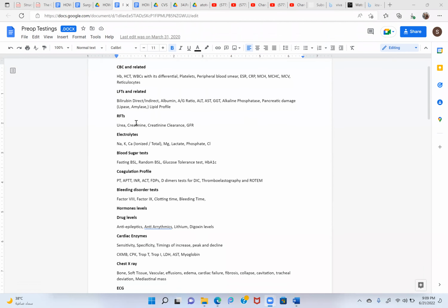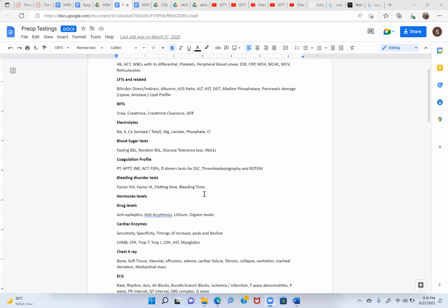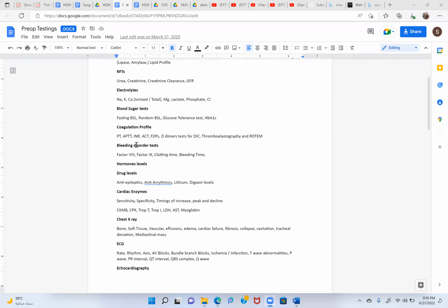And renal function test, both in the form of decreased urine output, or the quality or quantity of urine, usually. If the renal functions are not good, creatinine will be going high. If urea is high, it is an indication of dehydration. And then you are looking at the electrolytes, glucose, HbA1c, coagulation profile: PT, APTT, INR, ACT, FDP levels. In different conditions, you can have these tests.